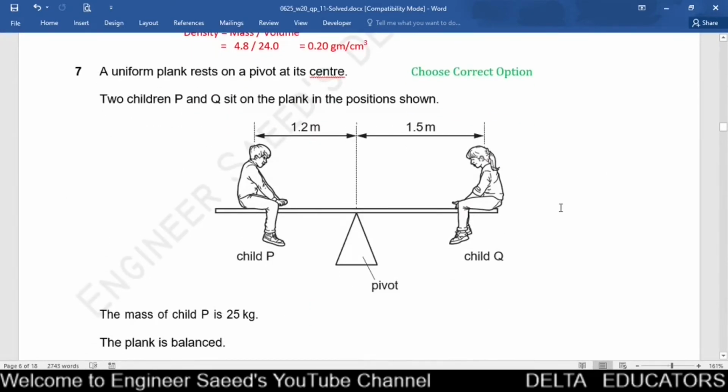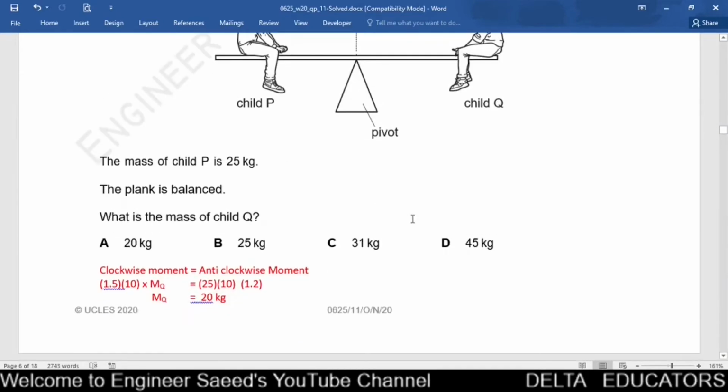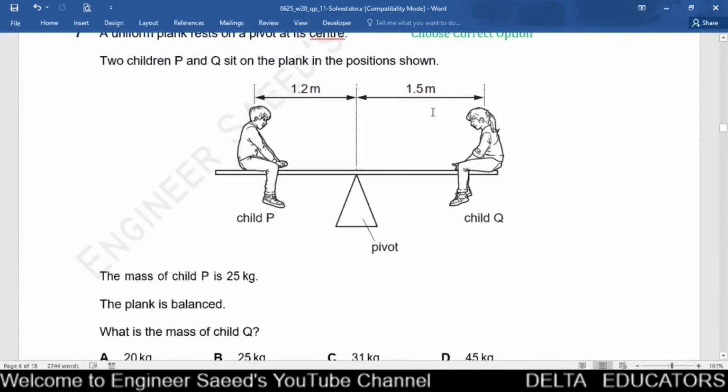Question number 7. A uniform plank rests on a pivot at its center. Two children P and Q sit on the plank in the position shown. The mass of child P is 25 kg. The plank is balanced. What is the mass of child Q? Here it is given the plank is balanced. Plank is balanced means clockwise moment is equal to anti-clockwise moment. Now clockwise moment is because of child Q and anti-clockwise moment is because of child P. And what is moment? Moment is the product of force and moment arm.